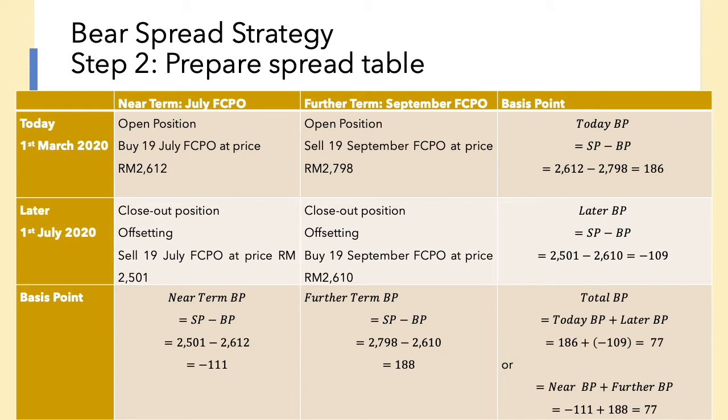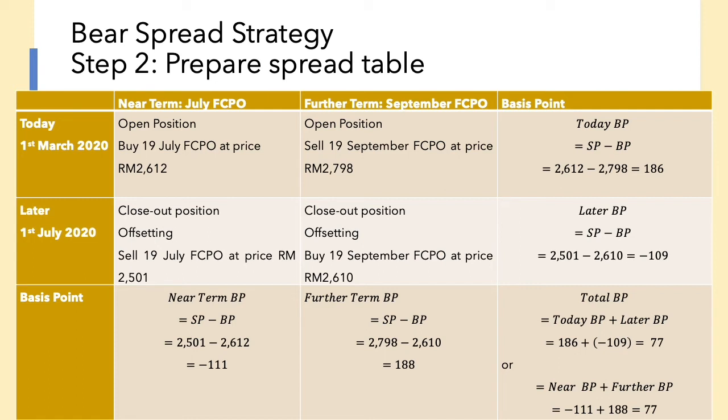Step number 2, you need to prepare your spread table. So you have two columns. You have a column for July FCPO, which is the near-term contract, and you have September FCPO, which is the further-term contract. So today, 1st March, you open position. Your strategy is buy near term, sell further term. So you buy 19 July FCPO contracts. You buy July because July is the near-term contract. At the same time, you sell 19 contracts of September FCPO because September FCPO is the further-term futures contract.